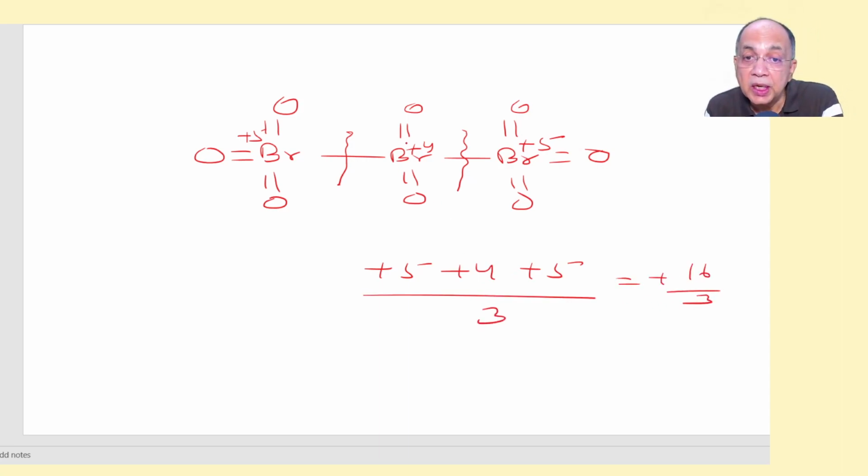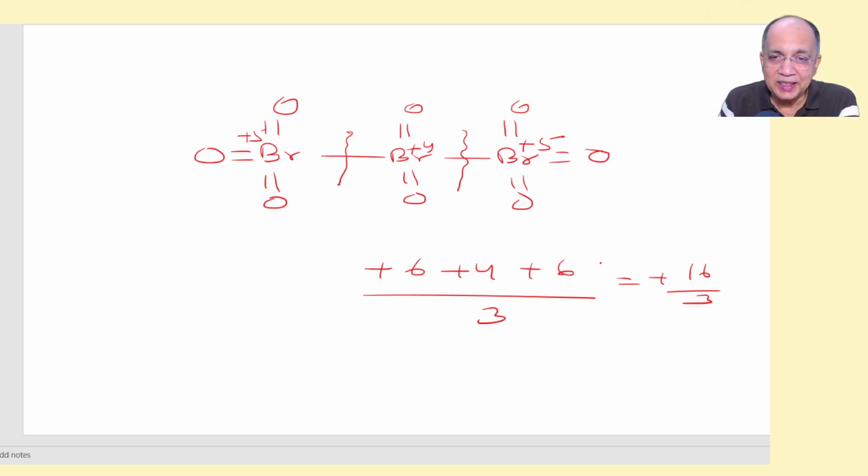Oh, I'm sorry. This is 6, 2, 2, 2, 6. 2 plus 2 plus 2. It could have been 7 had there been heterolytic cleavage. This is homolytic cleavage because the two are identical. So it will be plus 6 plus 4, and this is also 2 plus 2 plus 2 plus 6. So 16 by 3.